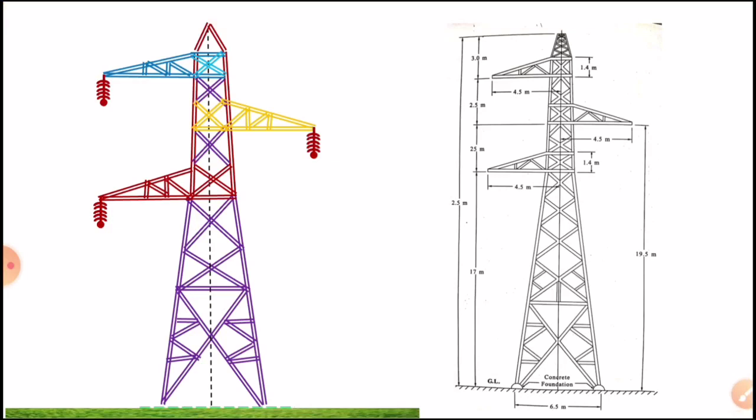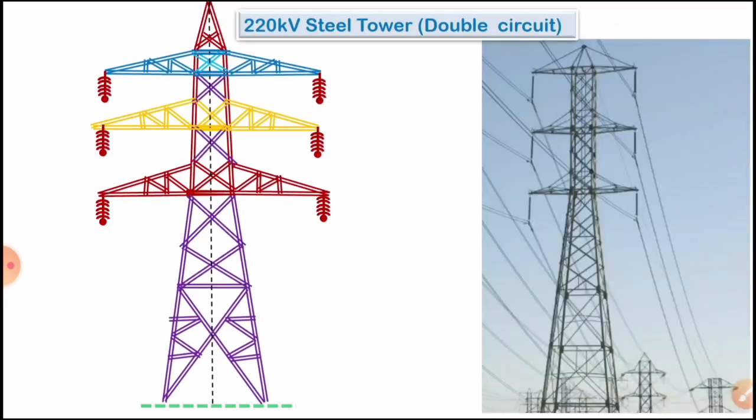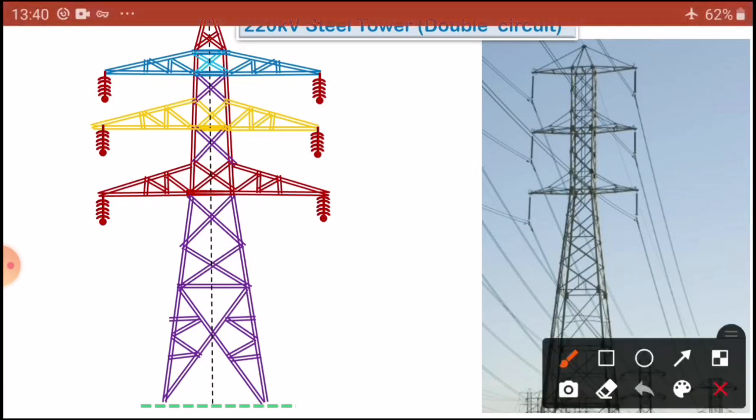Now let us do the double circuit. You can see this is the double circuit, 220 kV double circuit. The structure is the same, but the dimensions change somewhat. You can see the physical structure of these steel structures and the distance between these conductors, strings. You can observe it. You have to draw it.